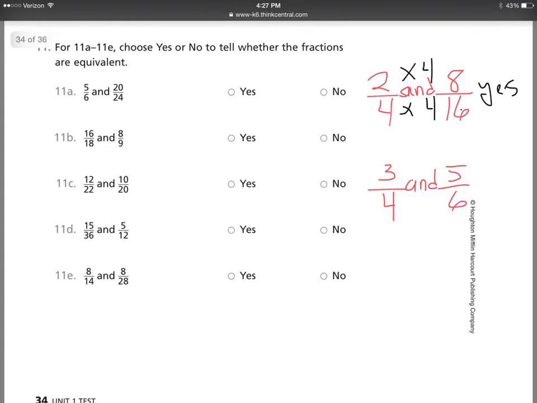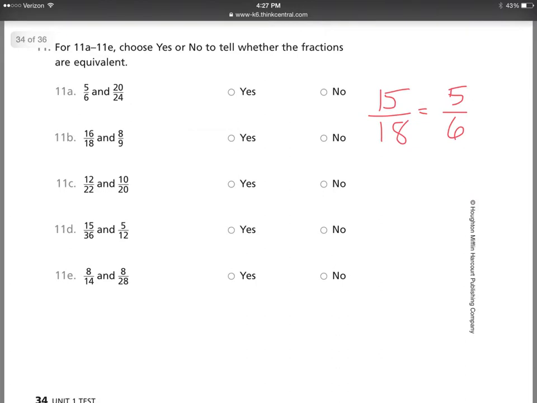And on the second example, we're looking for a rule. How do you go from 3 to 5? There is no rule. How do you go from 4 to 6? There is no rule, so this would be a no. If you can't find a rule to go from one numerator to the next or one denominator to the next, then they cannot be equal.